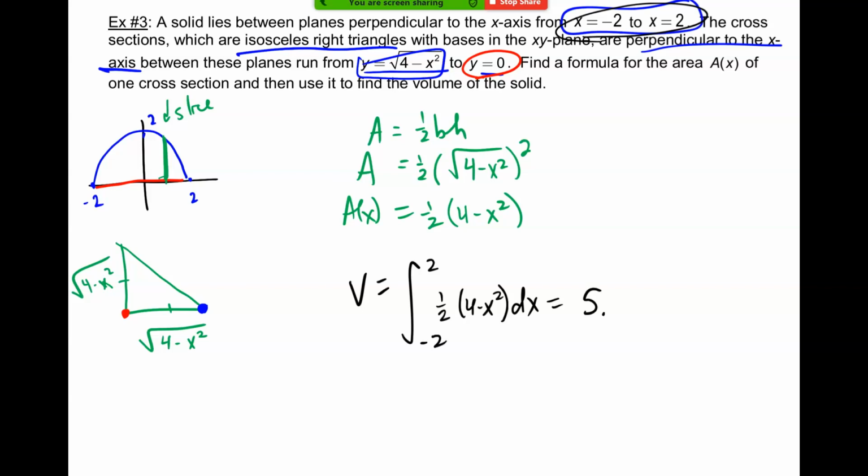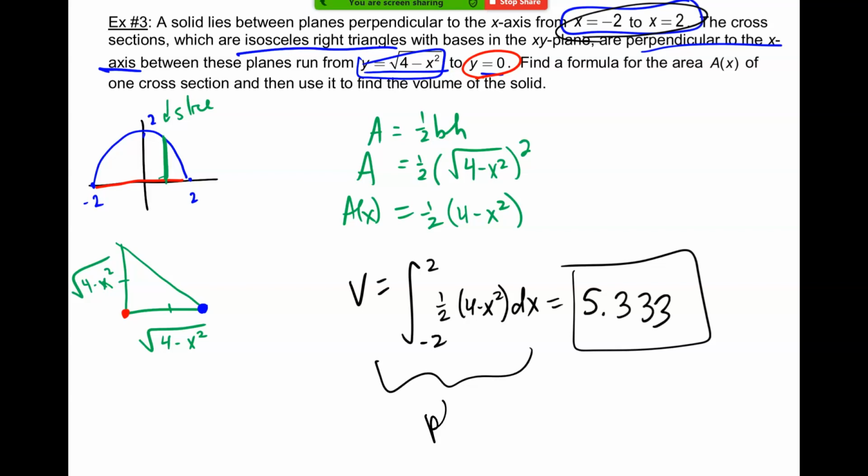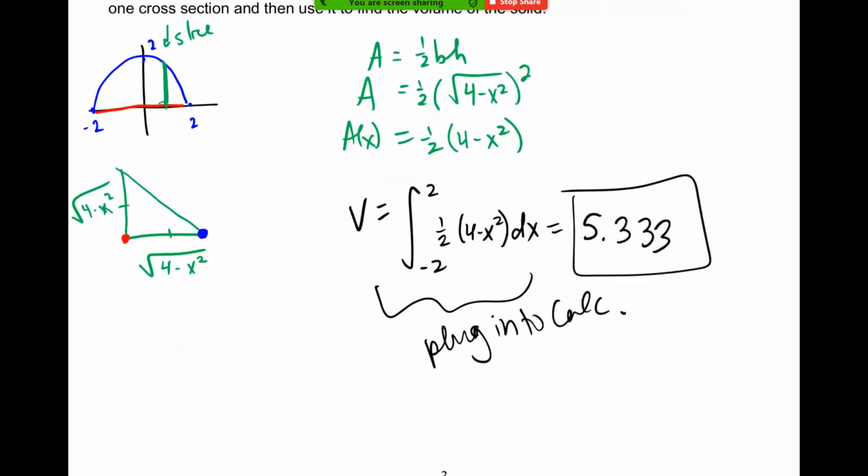So you get 5.333, because you get like x cubed over 3, no, over 6. 2 minus x cubed over 6. Ugh. So plug into calculator. So this is showing the setup and etc.